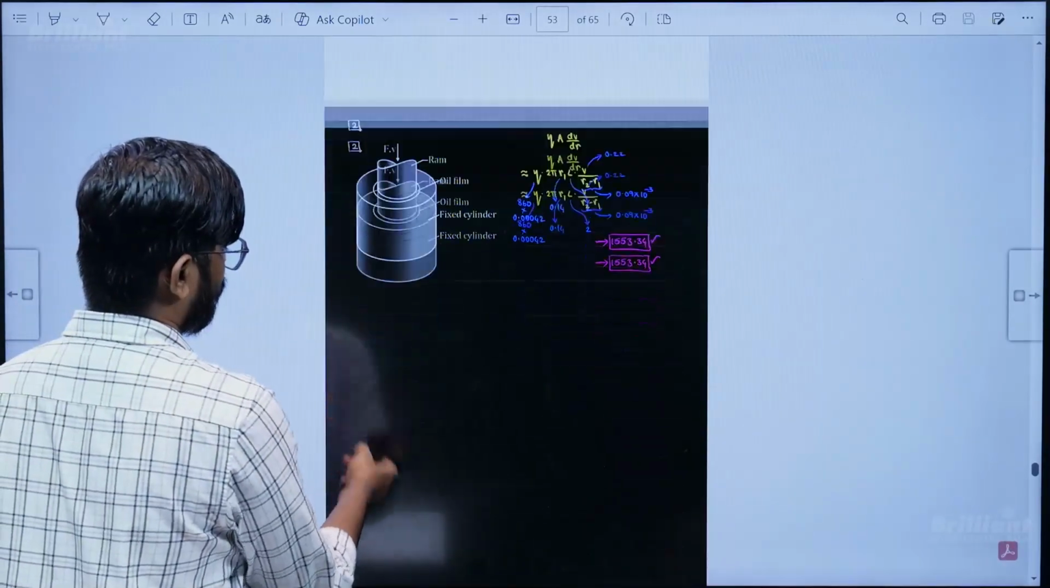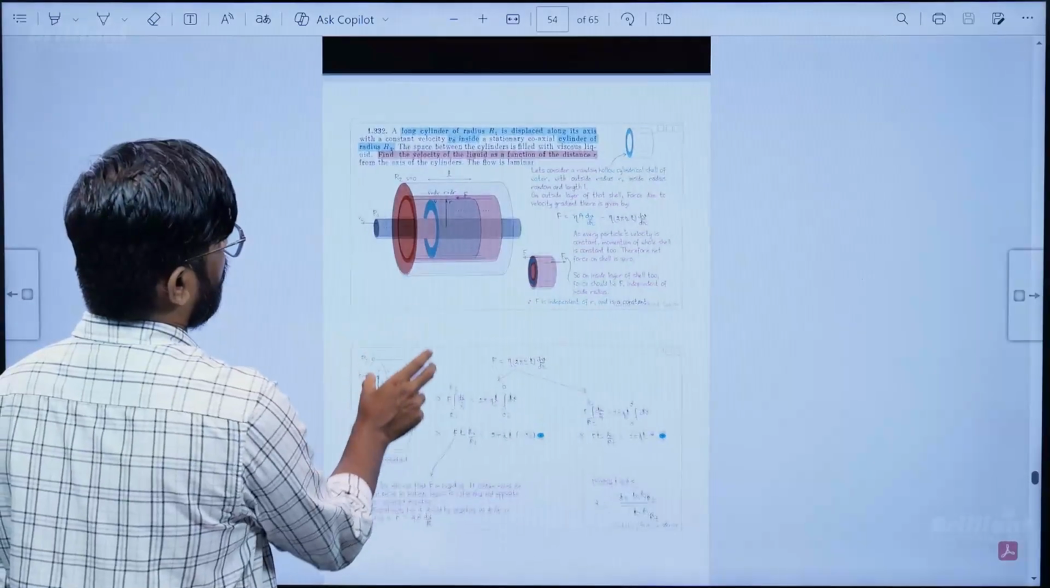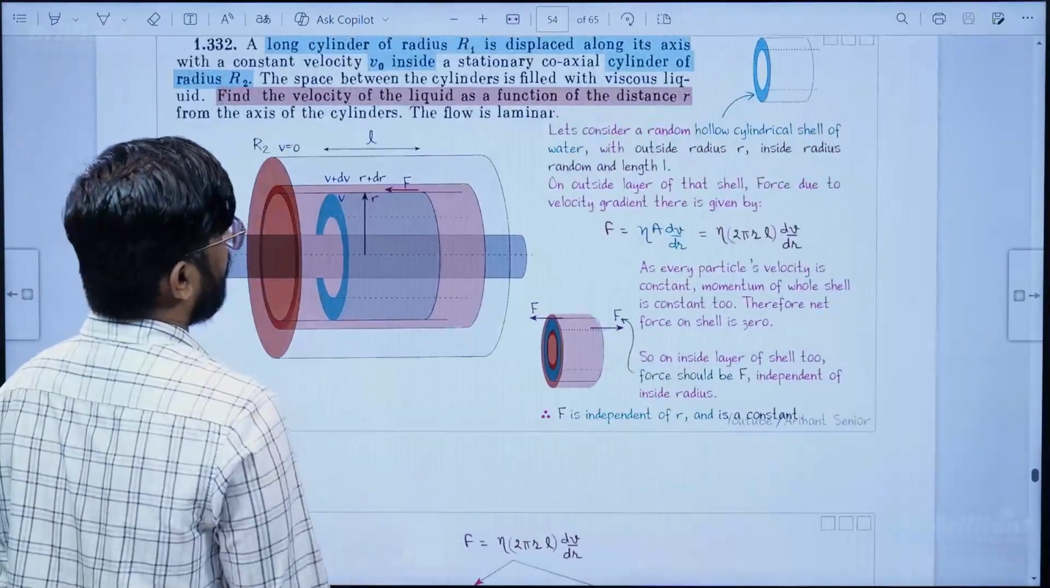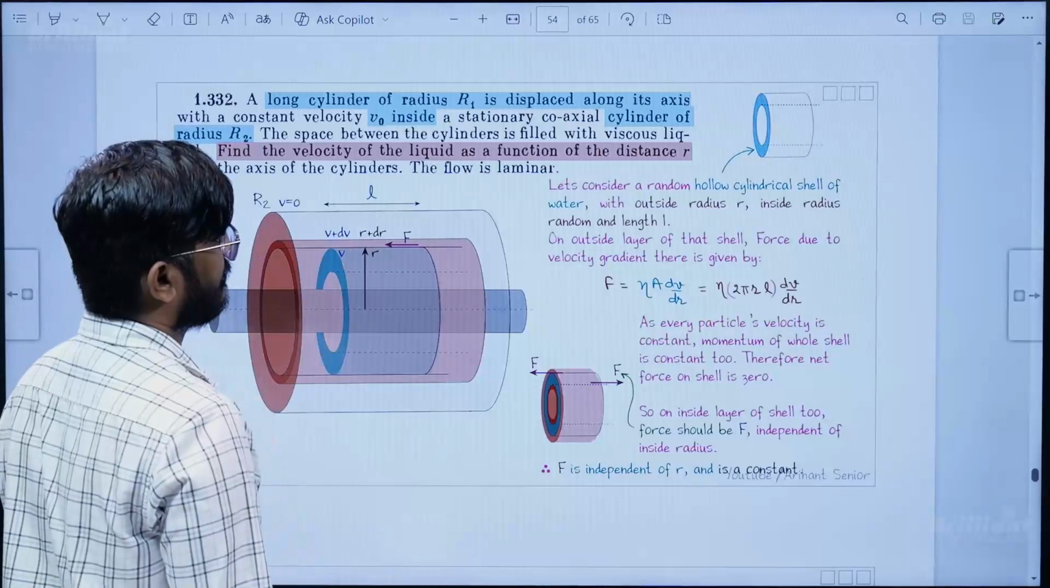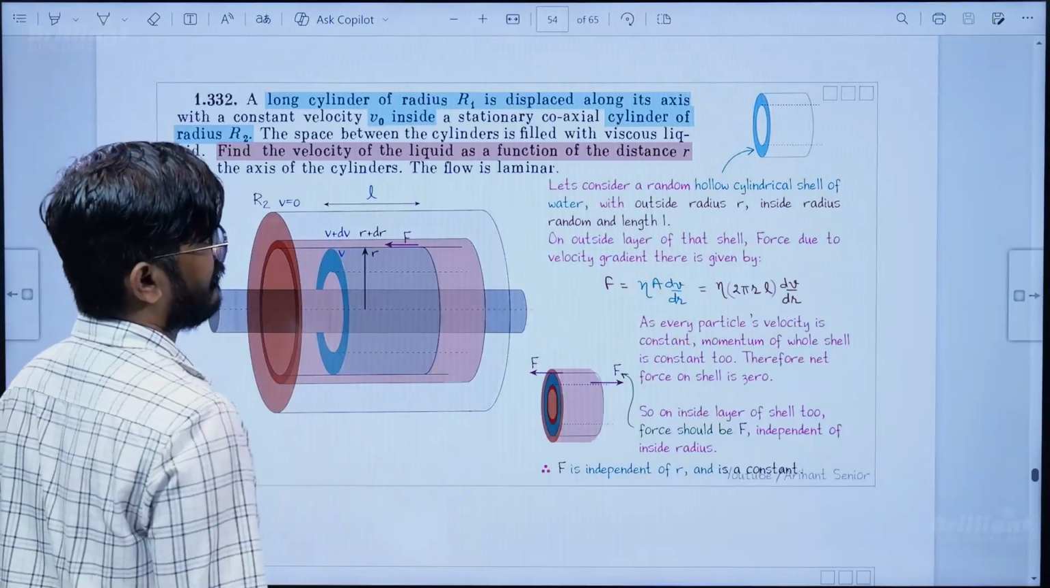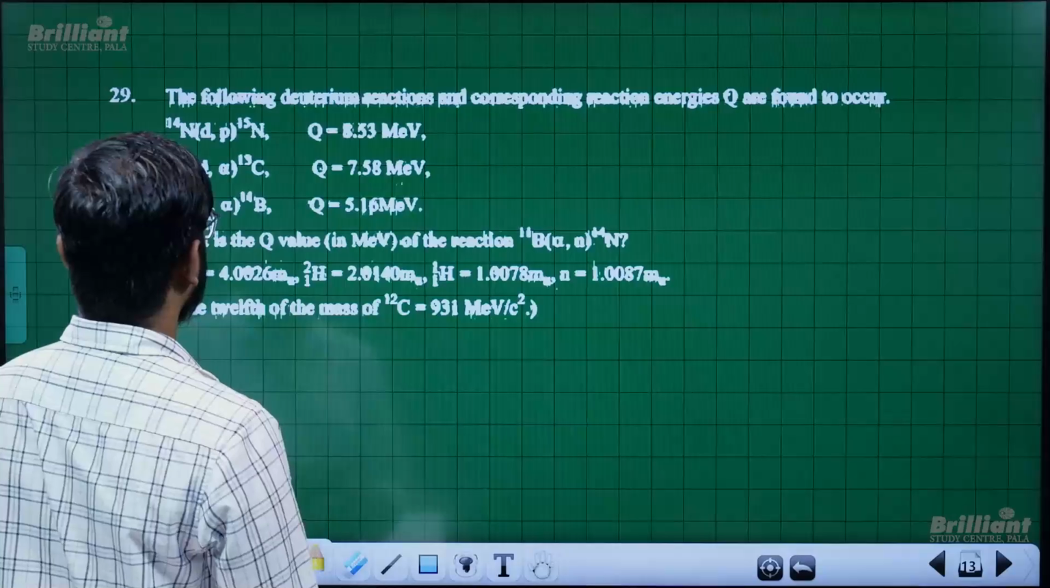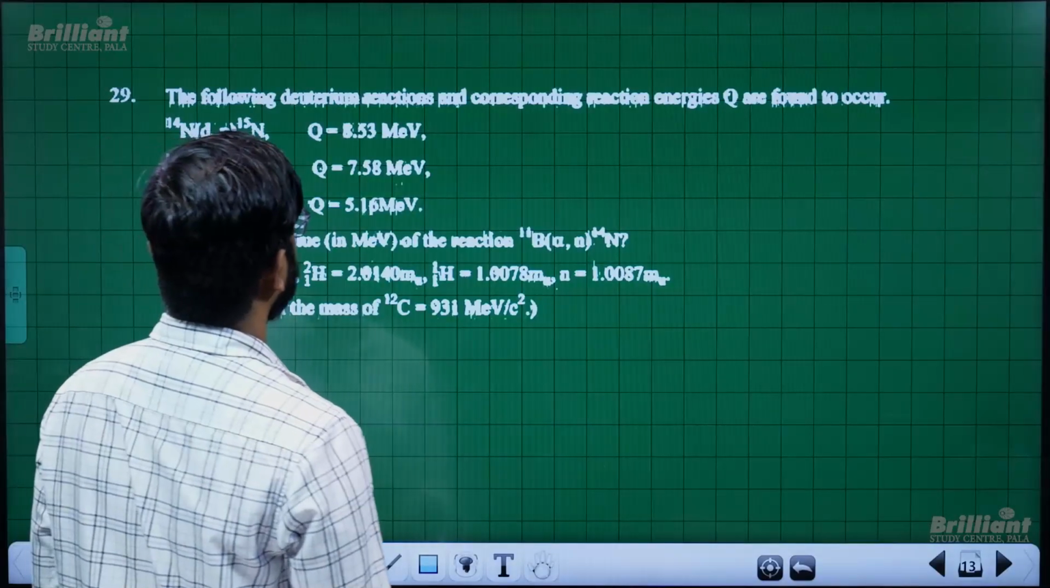Now I am attaching a question below this, where you will understand how to find the velocity profile exactly for the general scenario when the thickness is not very small.